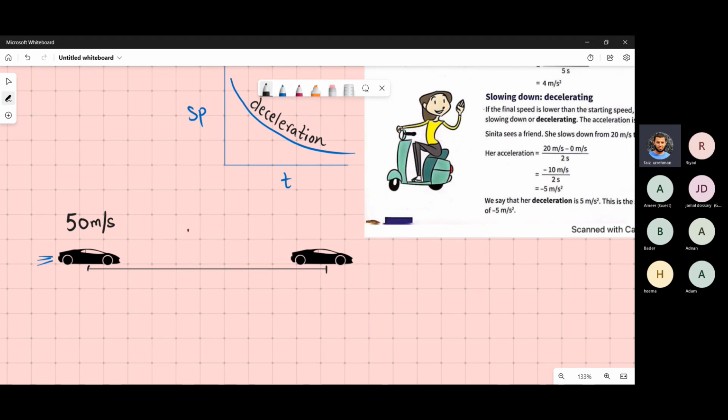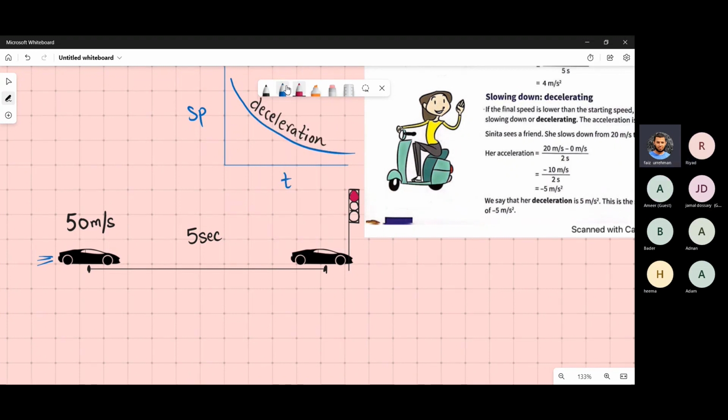Now you have to calculate the deceleration of the car. There will be a fine because of the speeding. Oh, I have colors. Why not use them?